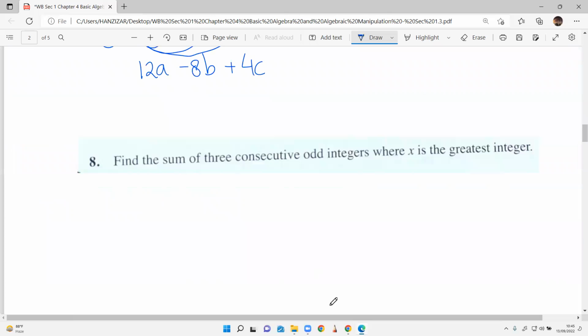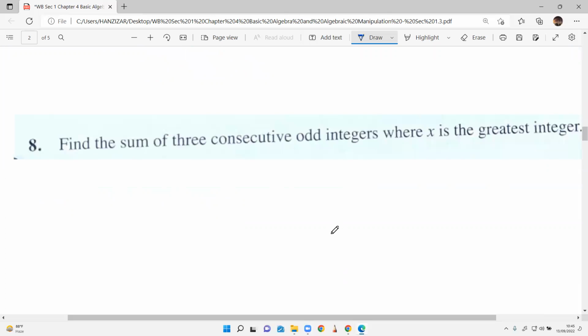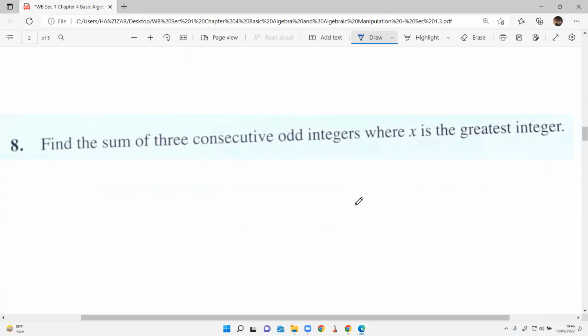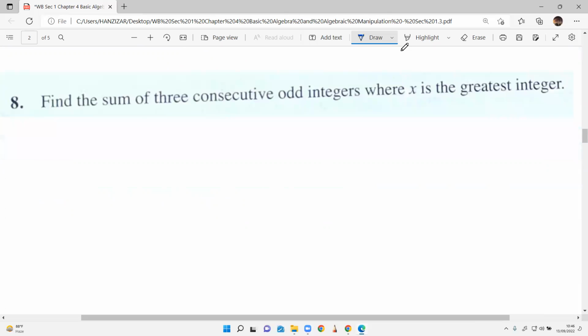There you go. This is the harder one, harder question, because we are dealing with a word problem. Find the sum of 3 consecutive odd integers. What is consecutive? Berurutan. Okay. Berurutan means continuing. And then odd integers, odd numbers. You know what is an odd number? Yes. 1, 3, 5, and so on.